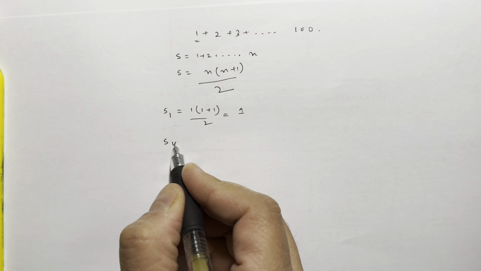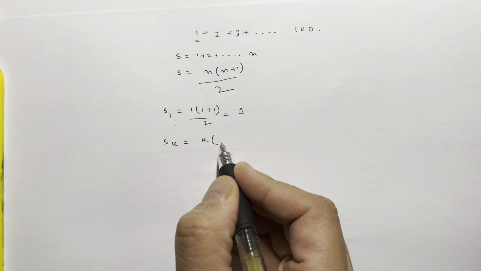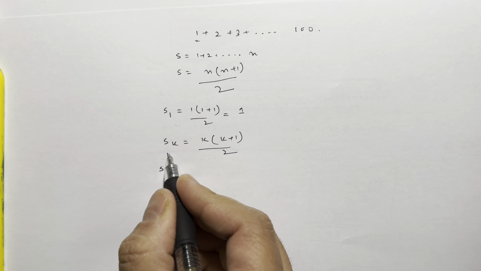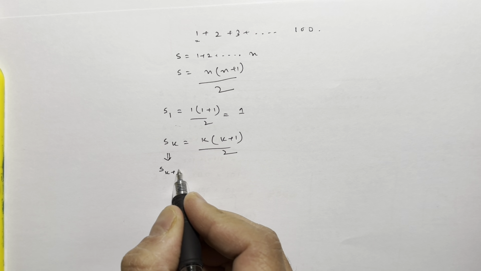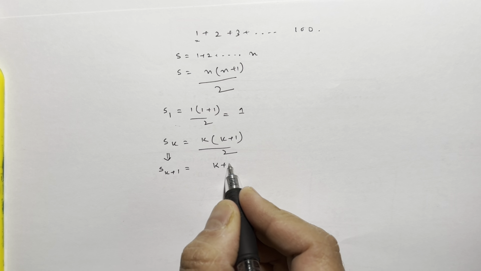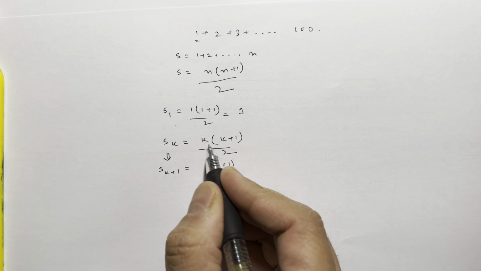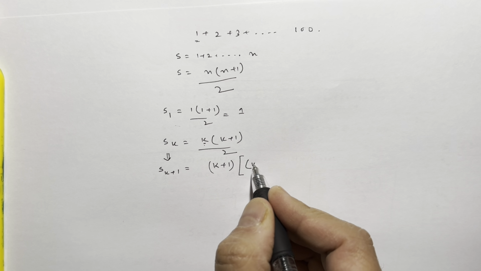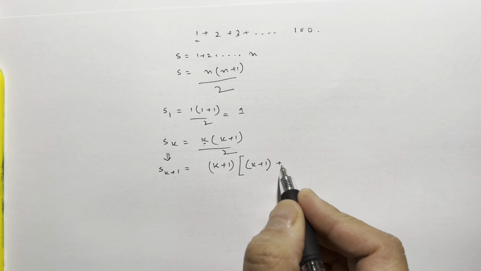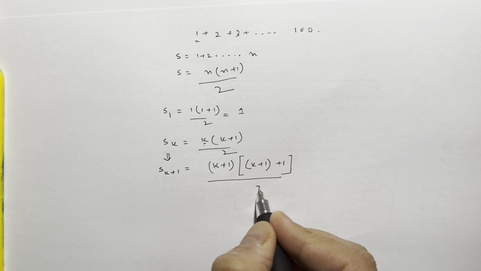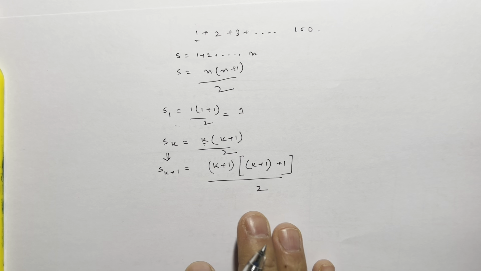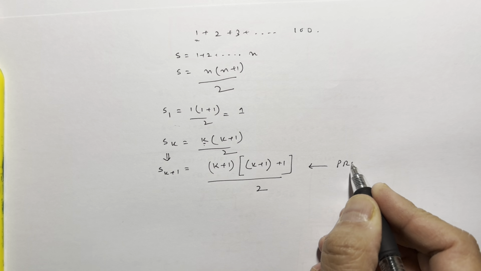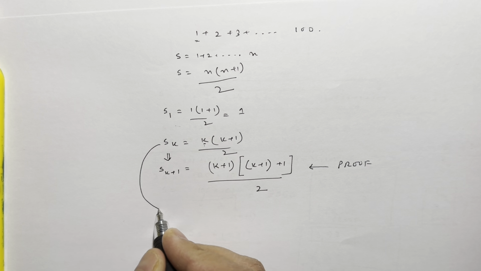Now let's see. Sk is equal to k(k+1)/2. What is Sk+1? You have to show that this implies Sk+1. Sk+1 will be, here we substitute k+1, and then in this k we substitute k+1, over 2. This is what it should hold, right? This is what we have to prove. So let's look at this.